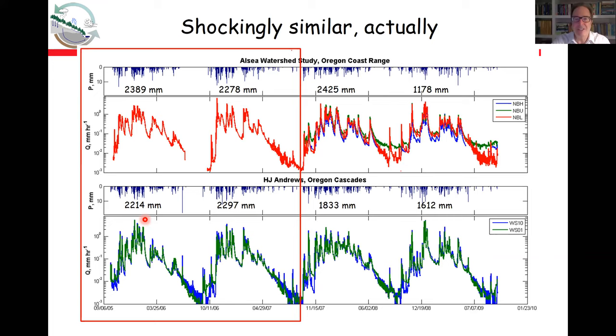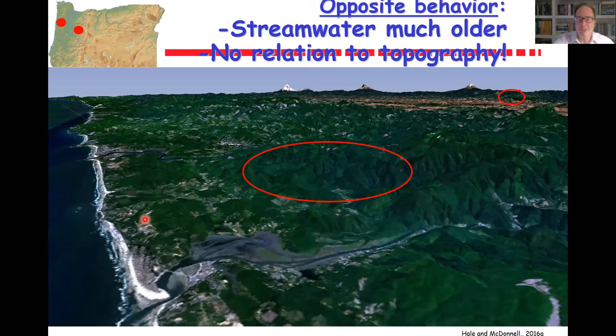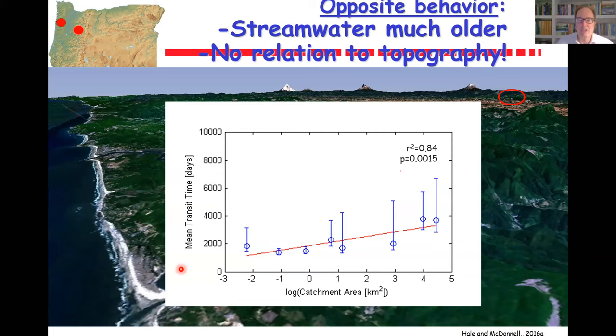What about the transit time and the scaling of those transit times? So here we have, just like the site here, I'm not going to show you too many pictures, but we have about 8 watersheds that are gauged, and they vary in size from about 5 hectares to roughly 100 square kilometers. And what do we find? We found the exact opposite.